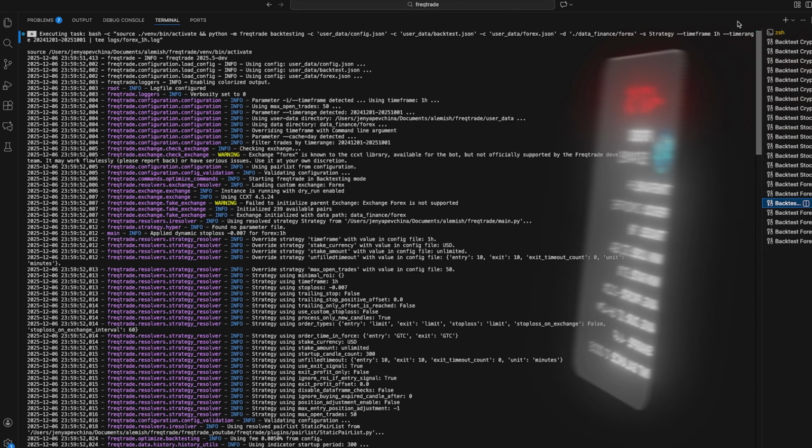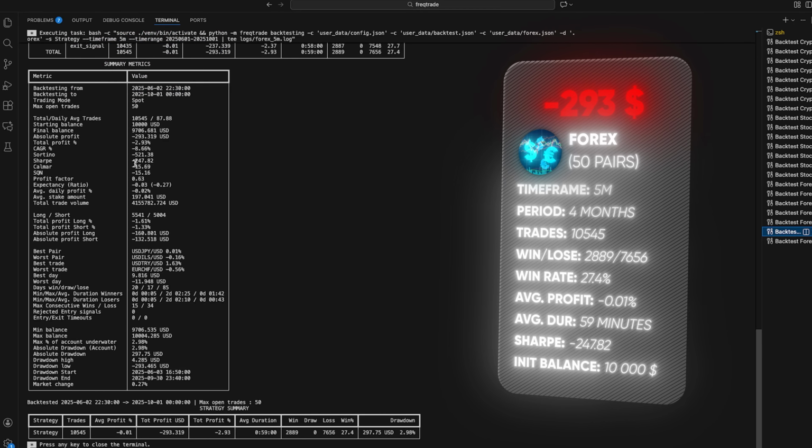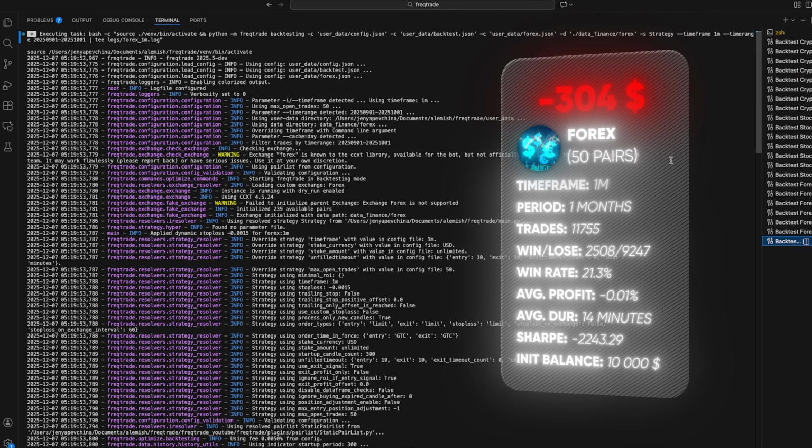30 minutes time frame, once again negative sharp minus 19 and we've lost more than $100. Next 15 minutes time frame, our stats. And sharp is negative minus 48 and we've lost $266. 5 minutes time frame, once again negative sharp minus 247 and we've lost $293. And finally 1 minute time frame, negative sharp minus 2000 and we lost $300.